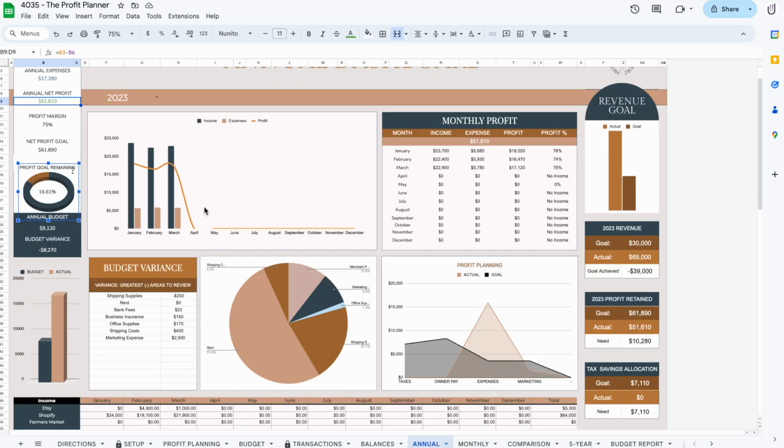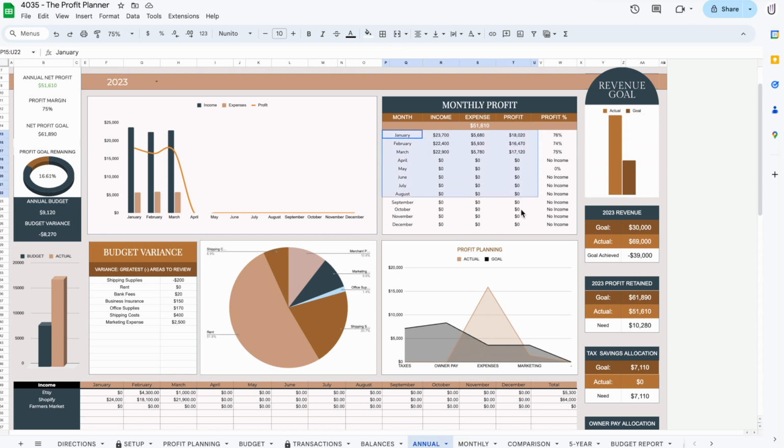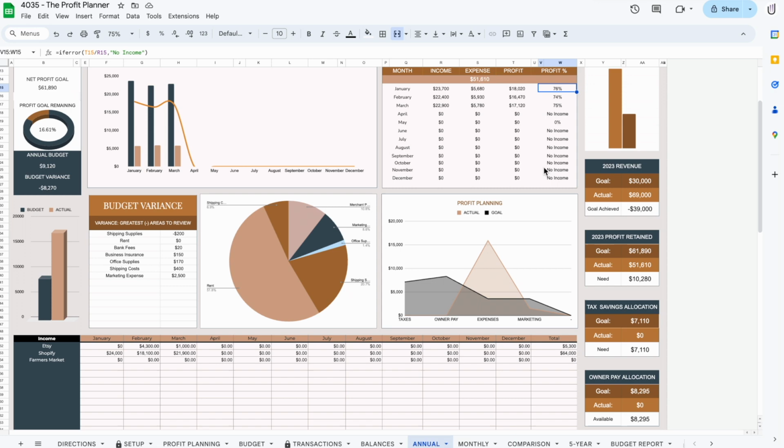So that's fabulous. You're going to have a graph that's going to show you your income versus your expenses and the fluctuating wave of profit throughout the year. You're going to have that data here available to you as well. So you're going to have your income for January versus your expenses, your profit in terms of dollars, and what that profit margin was, so 76%.